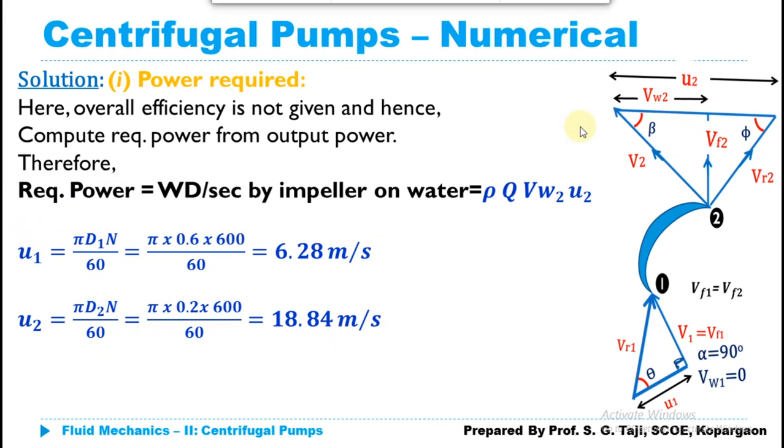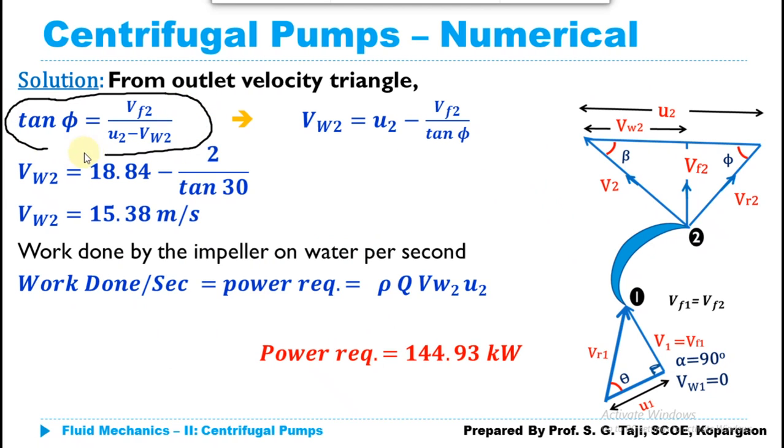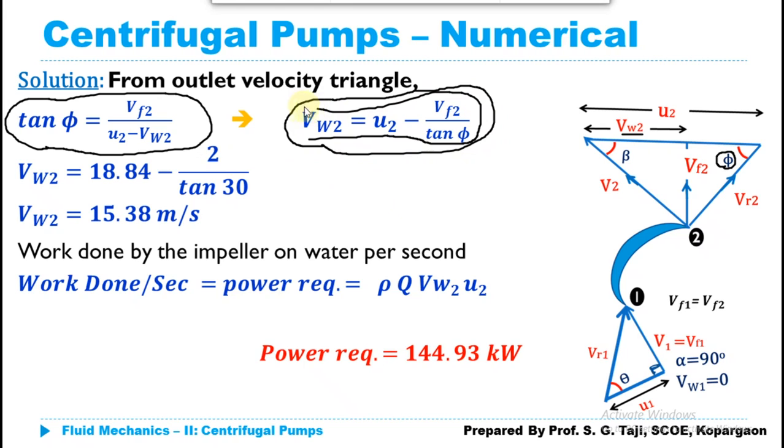Once you have the value of U1 and U2, we will be proceeding to the calculation of Vw2. As usual, we will be using the relationship of tan of phi, because phi is given in the numerical, and we are using it for the calculation of this Vw2, which is given by the expression Vw2 is equal to U2 minus Vf2 divided by tan of phi. As I told you, you can also remember this expression for direct use of the Vw2.